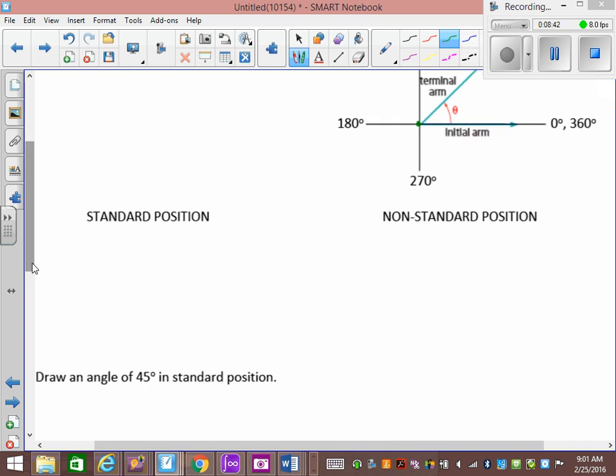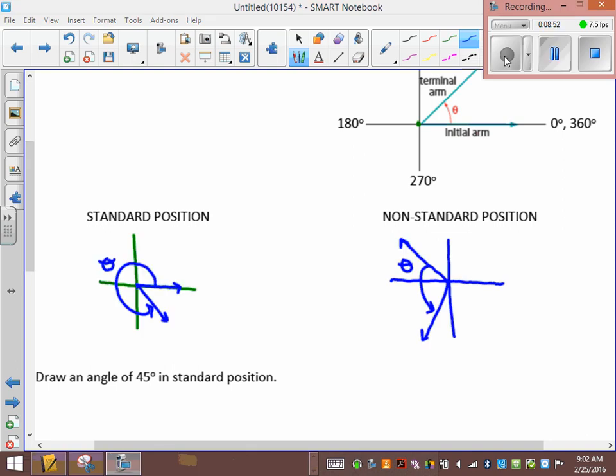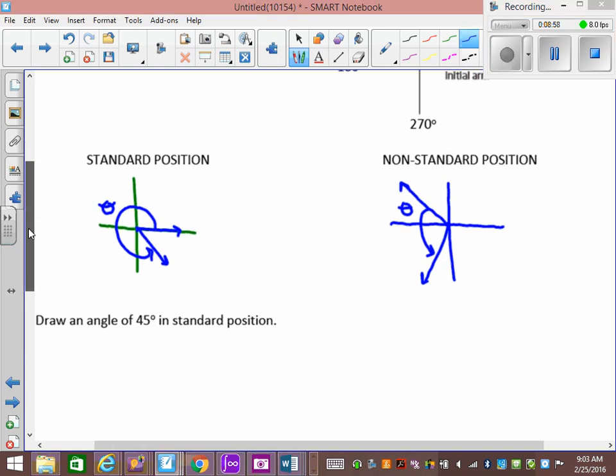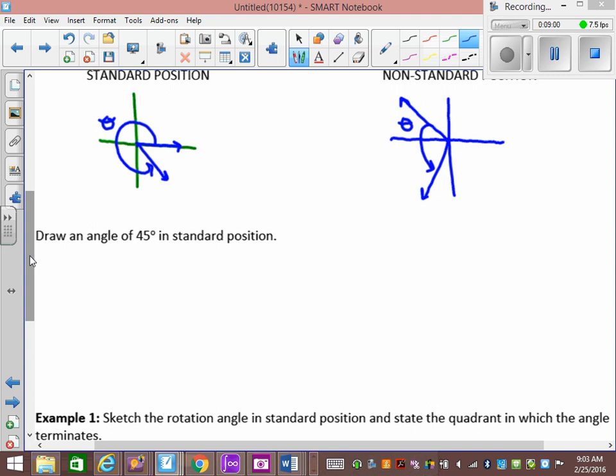So you do a sketch of a standard position angle and one non-standard position angle from what we just learned. You could give numerous examples of both, right? Then I want you to draw an angle of 45 degrees in standard position.